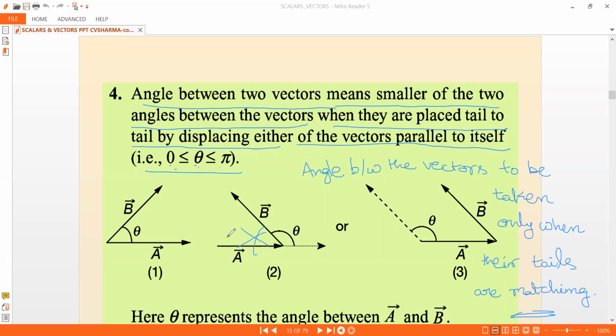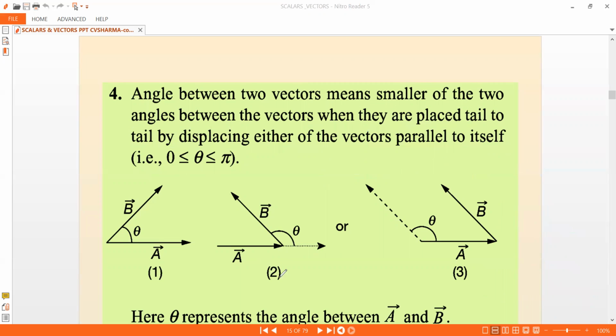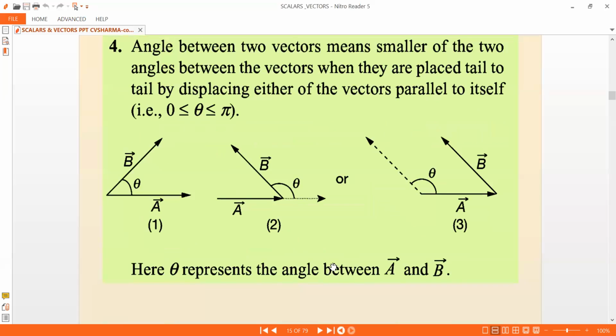Why is it like this? This A bar is slid over here, and then this is the angle between the vectors. Now A bar and B bar, you see the tails are matching here, and that's the angle between the vectors. I hope it's clear. And here theta represents the angle between the vectors A bar and B bar. So the first vector is like A bar, and this is B bar. Now the tails are matching, hence you can take the angle theta.